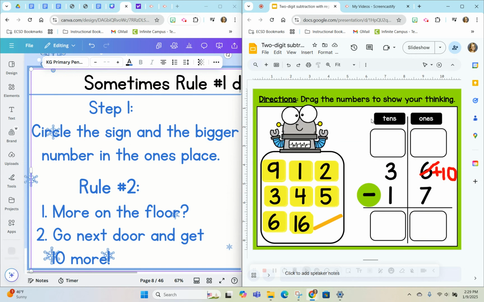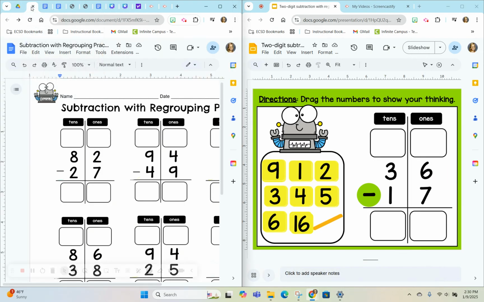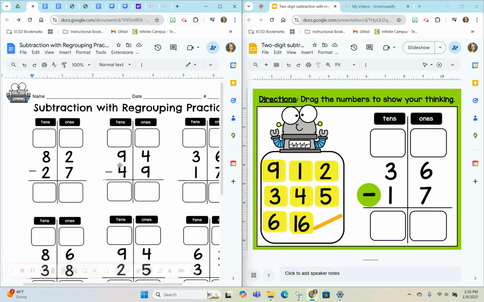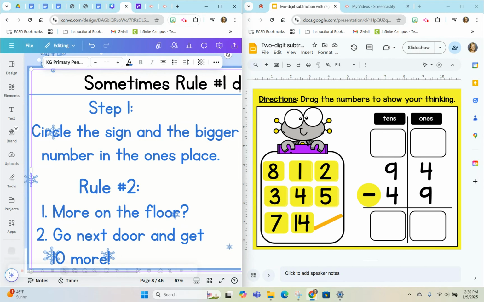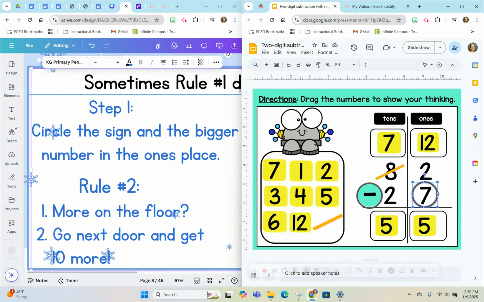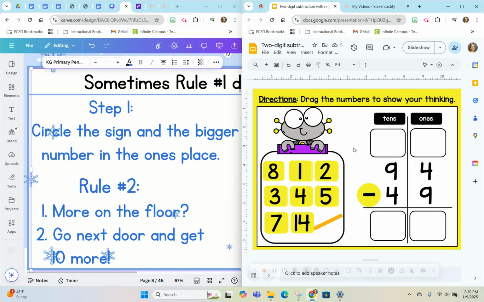So let's go to number 2. You should have 36 minus 17. Ooh, you do not. You have 94. There we go. You have 94 minus 49. So if we remember, what is the first thing that we have to do? I hope you all said that we have to circle our sign because we certainly do. So everybody take your pencil and circle the subtraction sign.